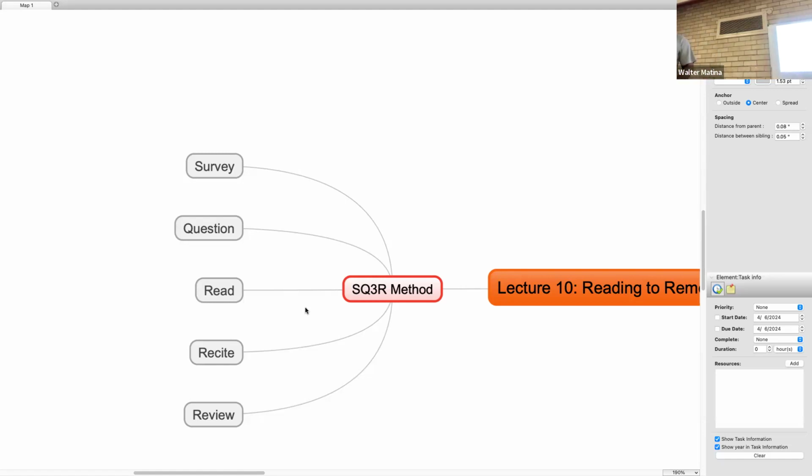All right. So when we are saying recite, we are saying tell someone. Talk to someone about what you have read. Your ability to explain it to a person who hasn't read it is what is going to anchor that information even deeper into your mind.